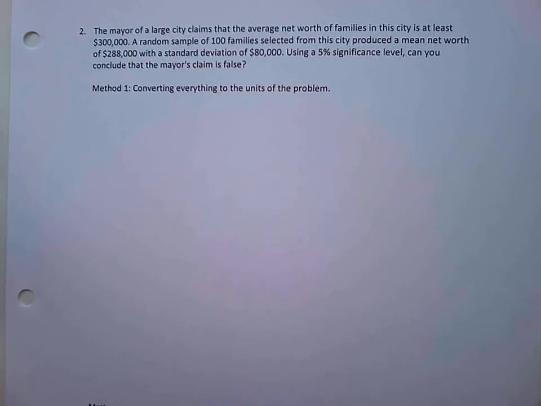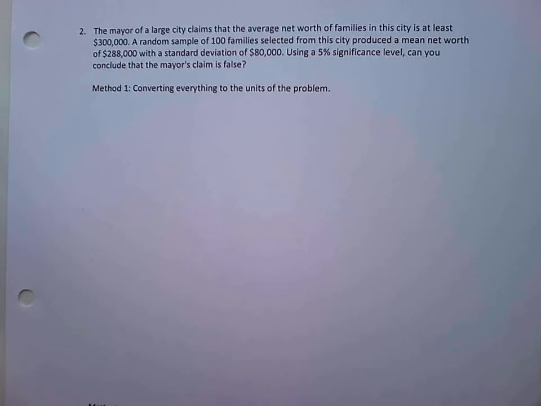Alright, so let's start off with this example here. The mayor of a large city claims that the average net worth of families in the city is at least $300,000. A random sample of 100 families selected from the city produced a mean net worth of $288,000, with a standard deviation of $80,000. Using a 5% significance level, can you conclude that the mayor's claim is false? First, it's asking us to use method number 1 by converting everything to the units of this problem.